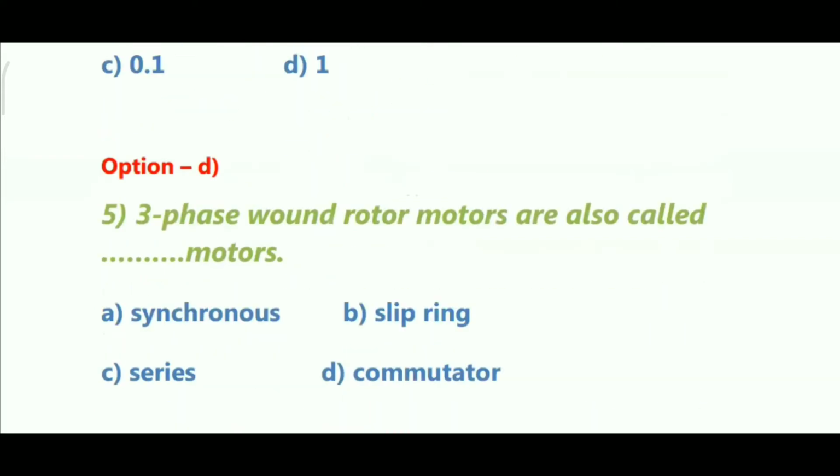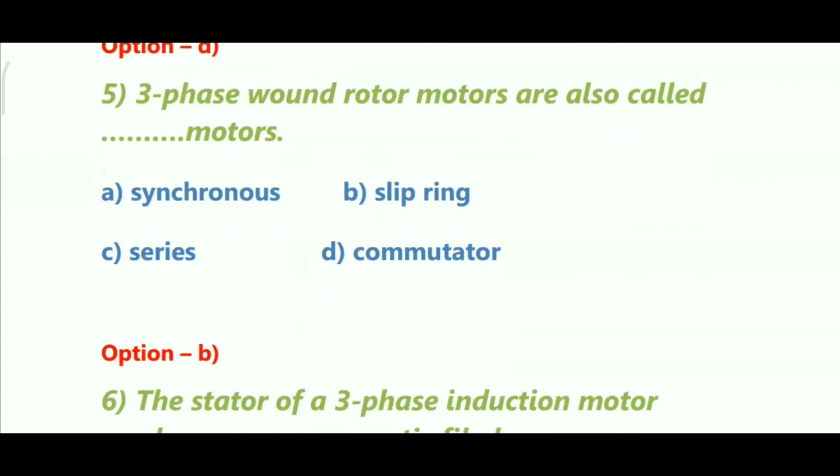Next question. Three-phase wound rotor motors are also called dash motors. Option A, synchronous; option B, slip ring; option C, series; and option D, commutator. So here I have to answer option B, slip ring. So three-phase wound rotor motors are also called slip ring motors.